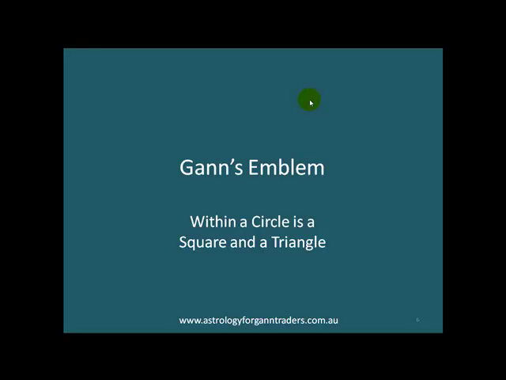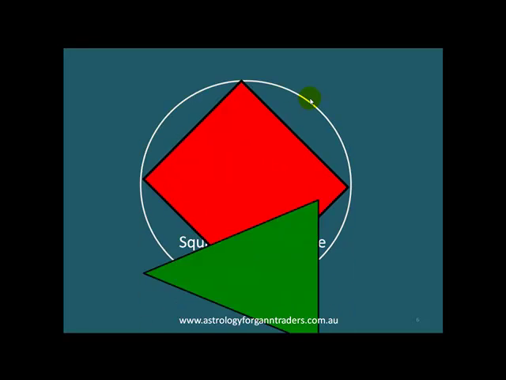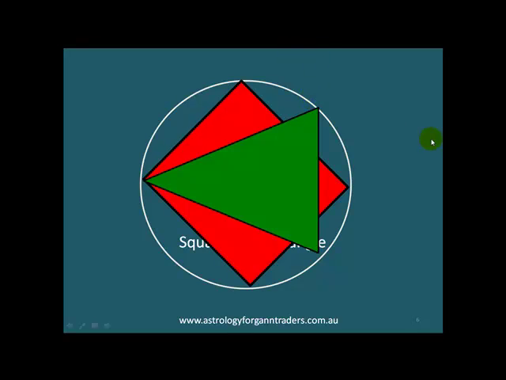Gann's emblem is, within a circle, a square and a triangle. There's our circle, there's our square, and there's our triangle. As I just explained, this was the square that I showed you within the circle, called a grand square, and then we have another formation here which is called a grand trine, and that is the foundation of the Gann emblem. As astrologers, we know this to be very important in terms of formations in the heavens or relationships between planets.